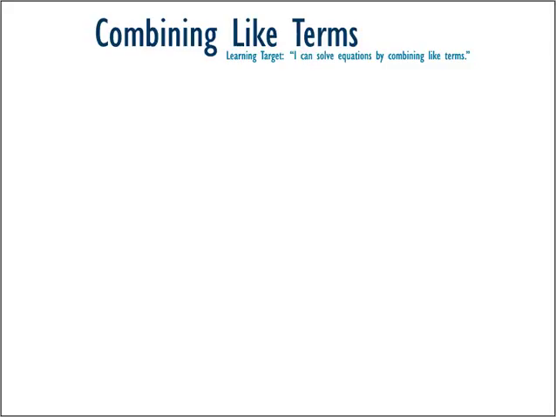Welcome class to our next video in our equations unit, and today's topic is combining like terms. The learning target sounds about the same. It says I can solve equations by combining like terms, and this is something you probably have done in the past too. Combining like terms in the simplest form would be like if you were to take 2x and add it to 3x, you would get 5x.